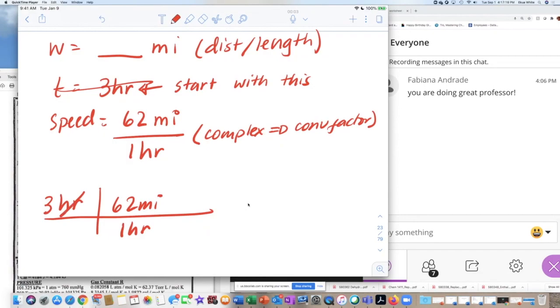The hour here and the hour here cancel out. Did I get my desired unit? Yeah, look at that. My desired unit is right here. I wanted miles. This is miles. All I have to do to get the number is take 3 times 62 to get my number. And my number will be some number, miles. So my number here is going to be 3 times 62 to get 186. Yes, 186 miles. Very good.